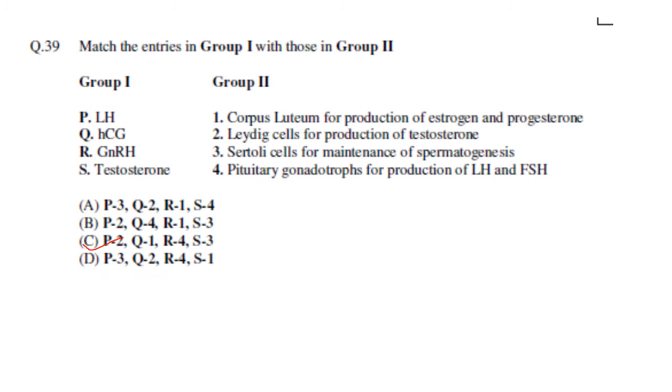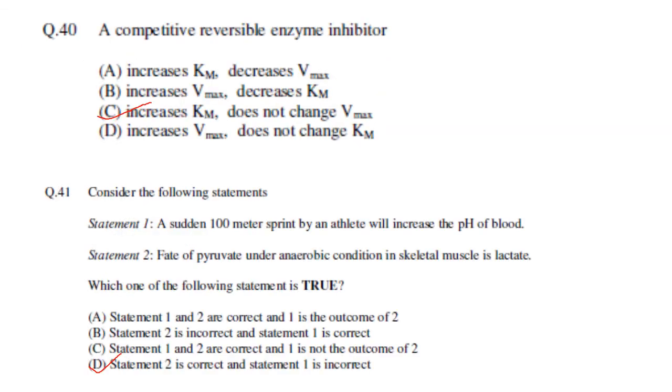Next one, match the entries in group 1 with those in group 2. Group 1, luteinizing hormone: Leydig cells for the production of testosterone. Yes. Then HCG, human chorionic gonadotropin: that is for corpus luteum for production of estrogen and progesterone. Then GnRH: pituitary gonadotropes for the production of LH and FSH. And testosterone: Sertoli cell for maintenance of spermatogenesis. So answer is option C, P2, Q1, R4 and S3.